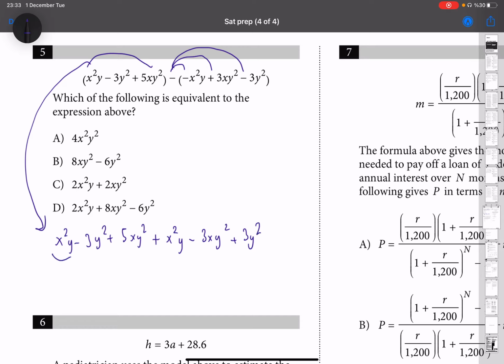Let's add same powers with same powers: 2x squared y. Let's check the y squared terms. Minus 3 plus 3 cancel, so there is no y squared term in the answer. 5xy squared minus 3xy squared equals 2xy squared. So the answer is C.